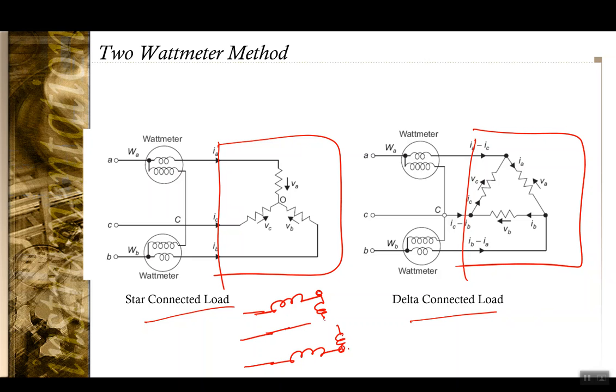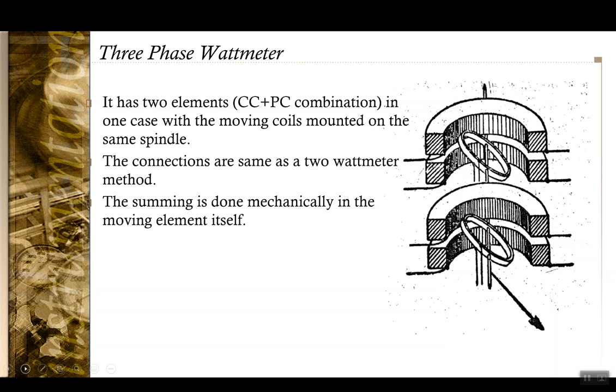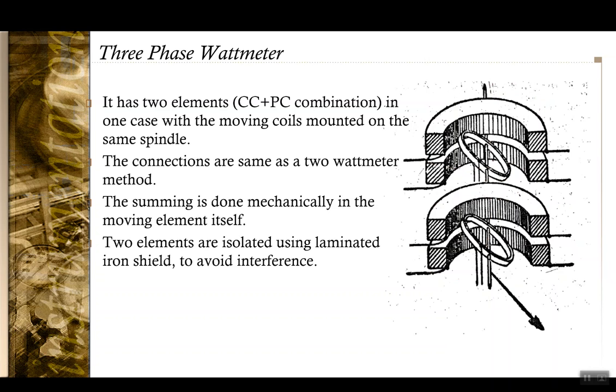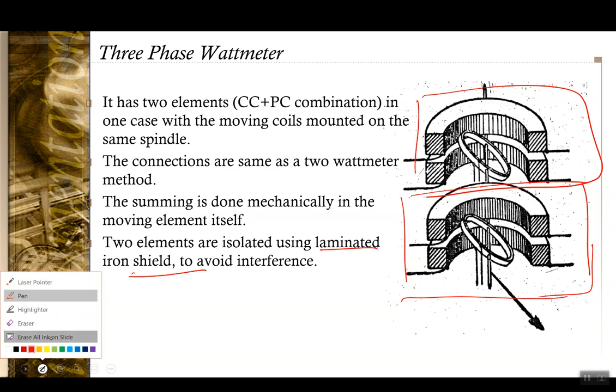Okay, so what you are doing here is, instead of 2 instruments, you are making it into 1 instrument, and you are making a mechanism here where there are 2 elements, 2 current coils and 2 pressure coils. The moving coils are mounted on a single spindle so that the deflection of both these mechanisms becomes additive. The connections are the same as the 2 wattmeter case. And in order to isolate them magnetically, so that the effect of one magnetic field doesn't transmit to the other one, they are isolated using a laminated iron shield, so there is no interference.